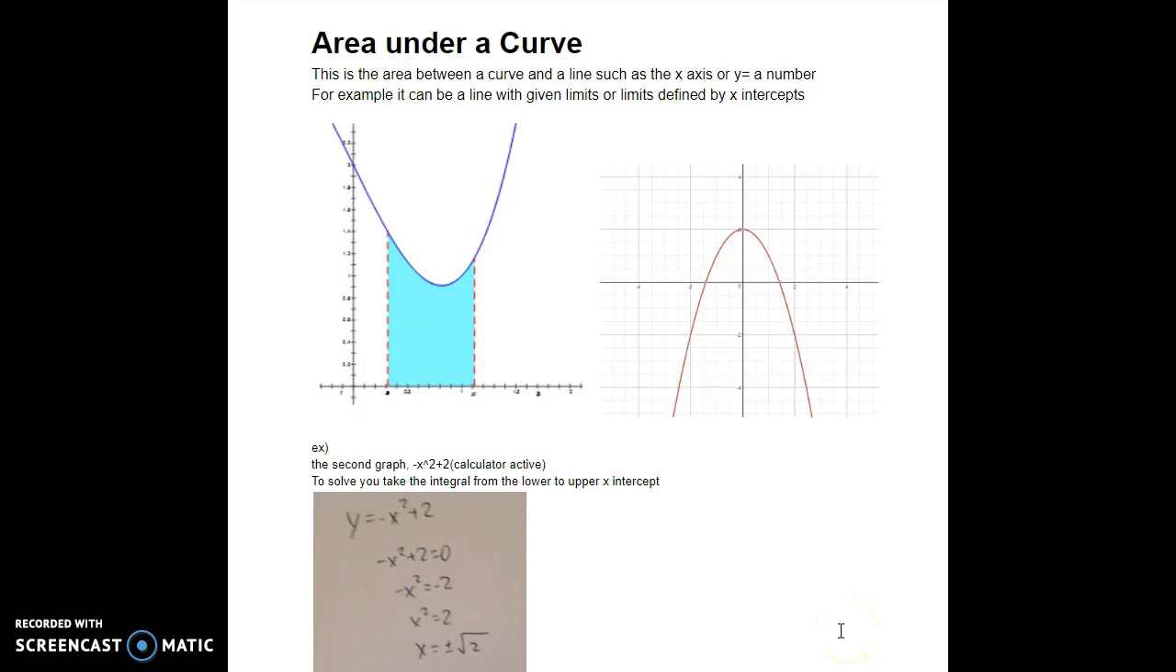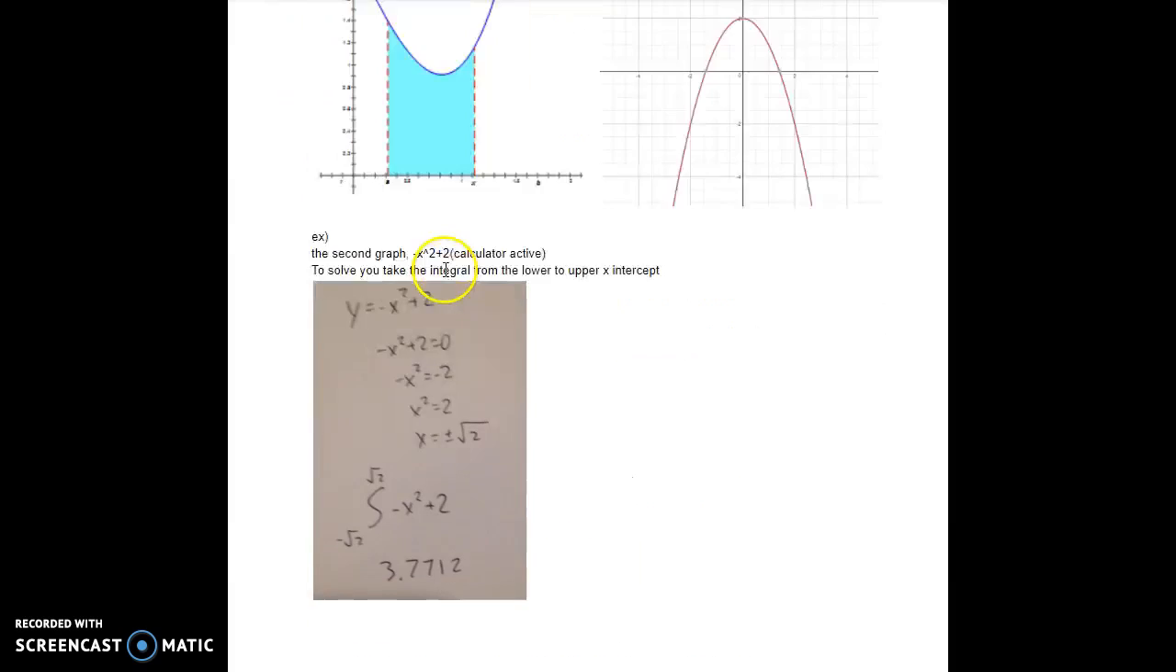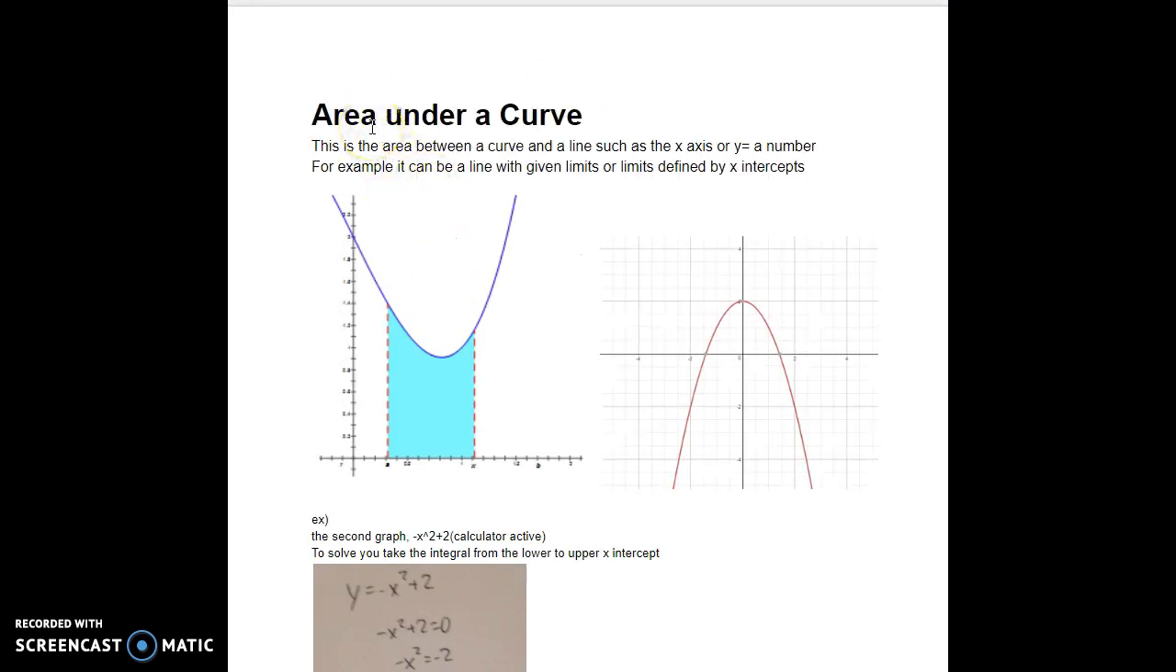So the two topics I found to be most likely to be on the test were area under a curve and the disk method. So define area under a curve, the definition. The definition of area under a curve is the area between a curve and a line such as the x-axis or y equals a number.